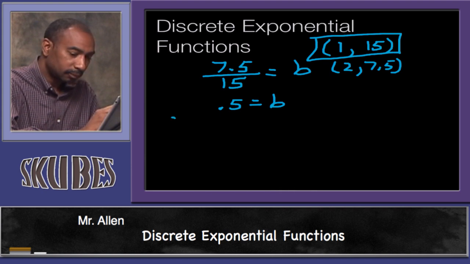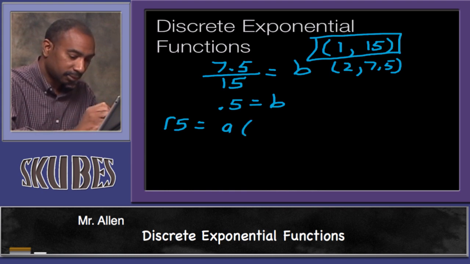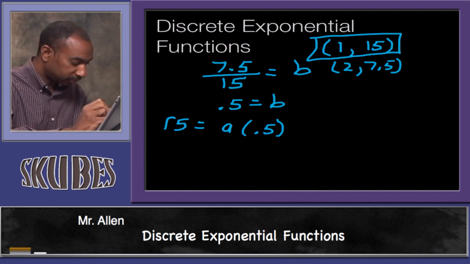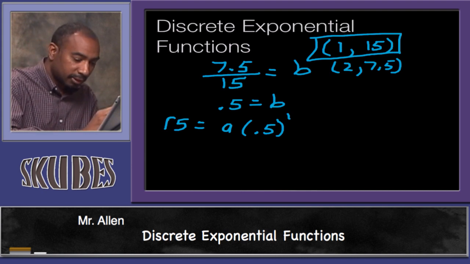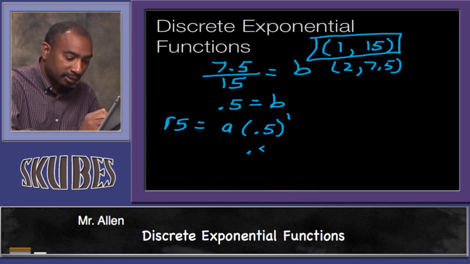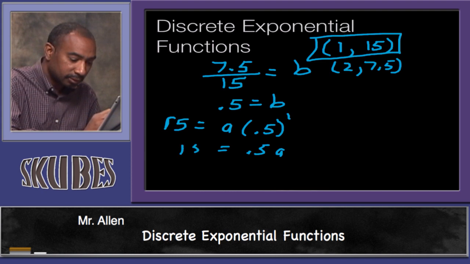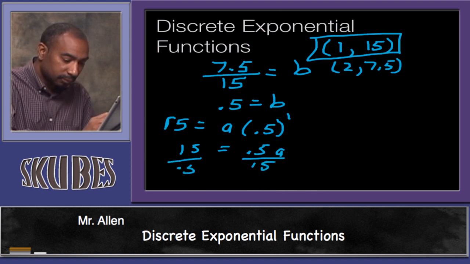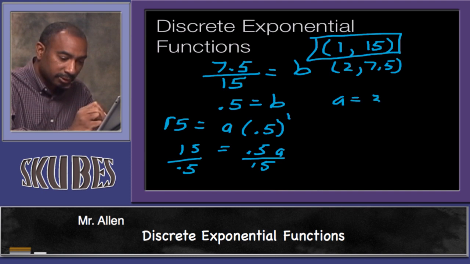So let's say h of n is 15. And we're trying to solve for a. And b is going to be 0.5. And let's say we're going for the first bounce. That's what n is. All right, so we know that 0.5 to the first power is 0.5, so 0.5a equals 15. And what you're going to do is divide both sides by 0.5. So a, our constant, has to be 30.